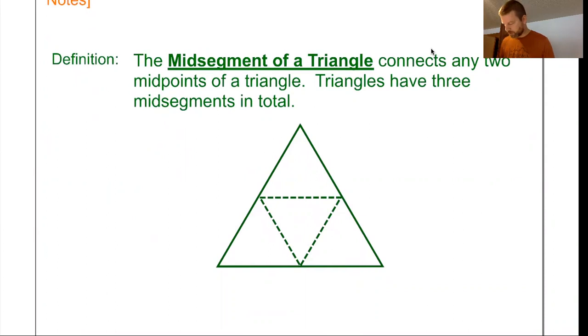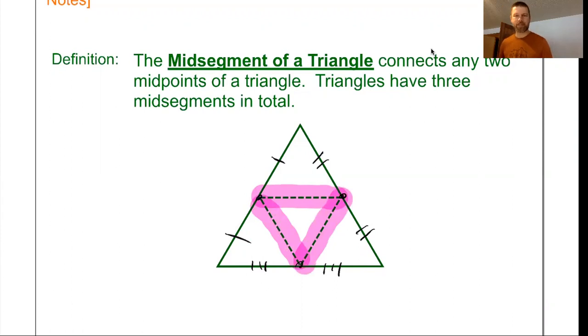So if these points here are the midpoints, that means they cut each side in half. So those would be the same length. Those would be the same length. And those would be the same length. Any segment that connects those midpoints is called a midsegment. So that's a midsegment, that's another one, and that's another one. So a triangle has a total of 3 midsegments.